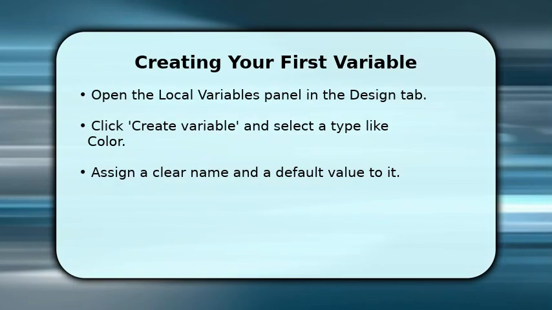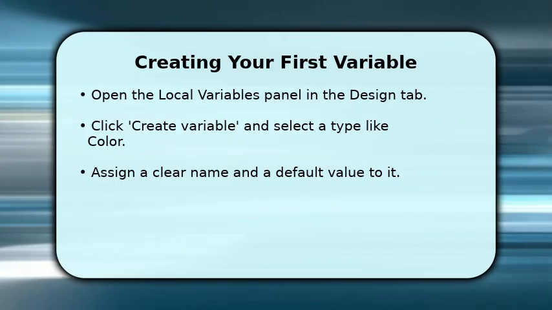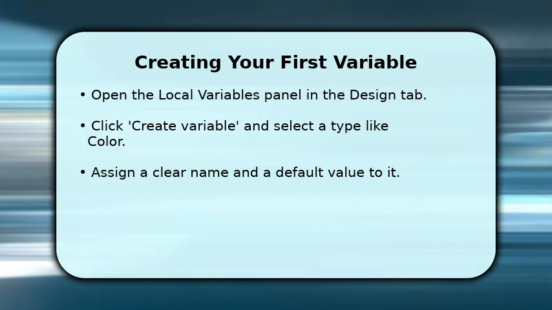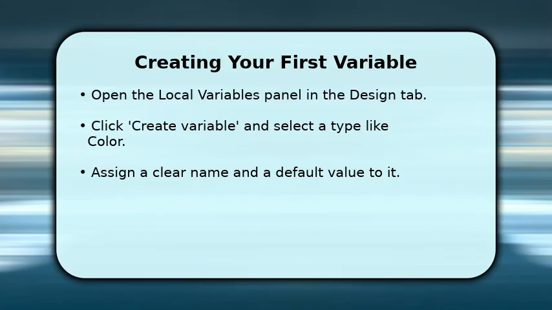To begin, open the Local Variables panel, which you'll find in the Design tab on the right sidebar. Next, click the Create Variable button and choose the type of variable you need, such as color, number, or string. After selecting the type, give your new variable a descriptive name and set its initial default value. This simple step lays the groundwork for a more organized and adaptable design system.